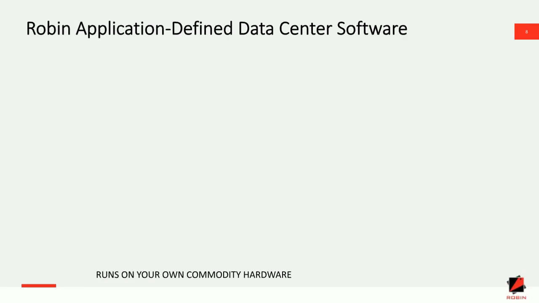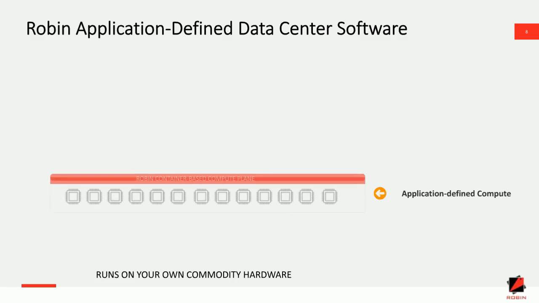So let's look at what Robin is really comprised of. Let's say you start with your commodity hardware, right? This is stuff that you bring in as a customer. Now on top of this, you layer the Robin compute plane, right? This is a collection of software which will help you deploy containers and manage them.